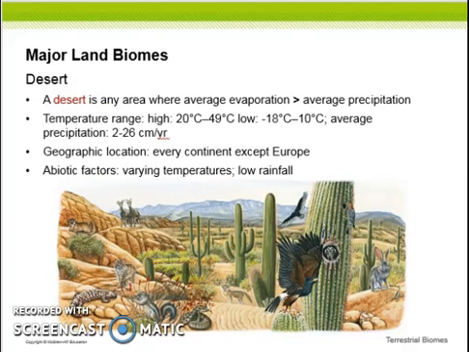Desert. A desert is any area where average evaporation is greater than average precipitation. So that means that it's going to go away more often than they can get anything. Temperature range goes from a high of 20 degrees Celsius to 49 degrees Celsius to a low of -18 degrees Celsius to 10 degrees Celsius. Average precipitation is anywhere from 2 to 26 centimeters a year. Geographic location, every continent except Europe. Abiotic factors, varying temperatures, low rainfall.